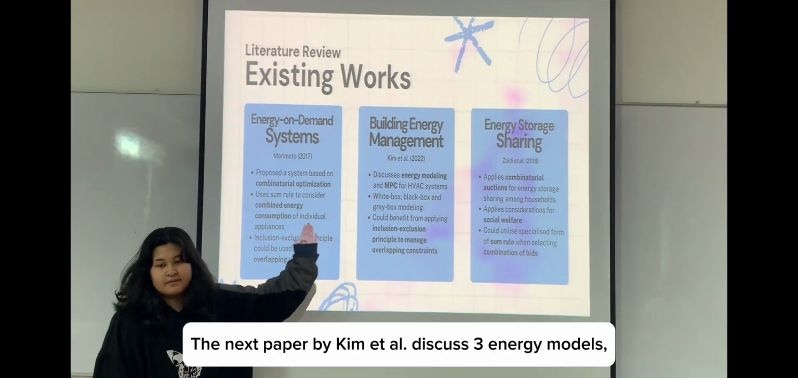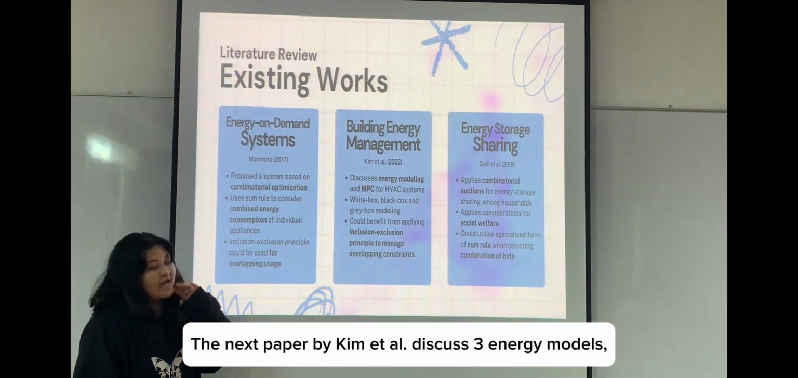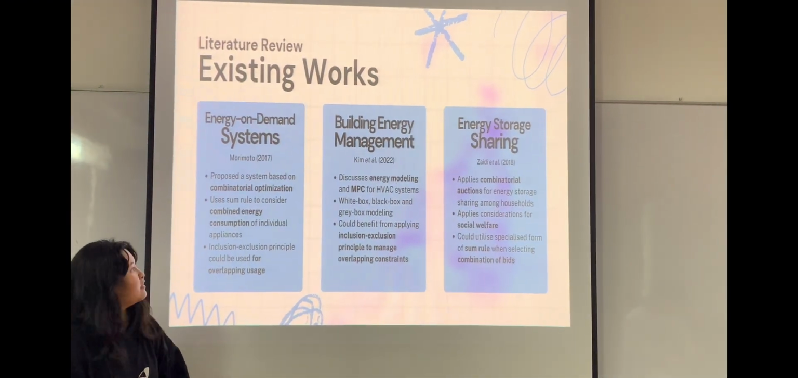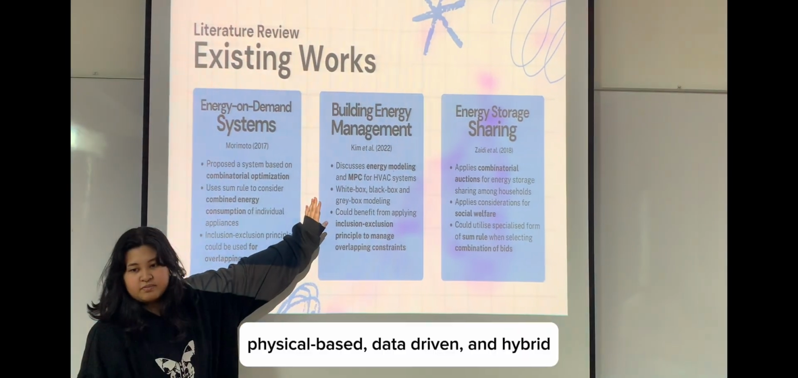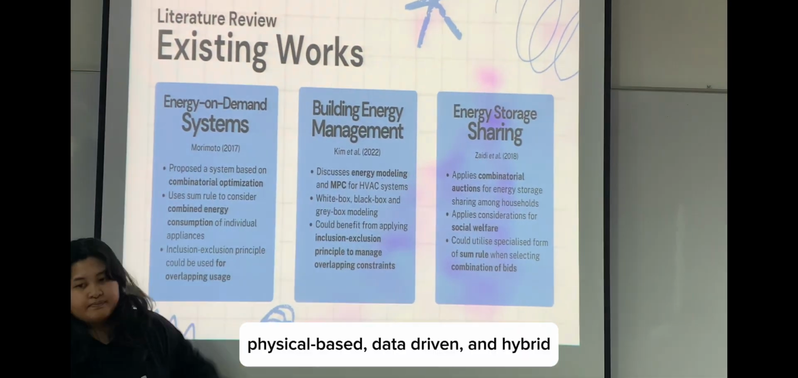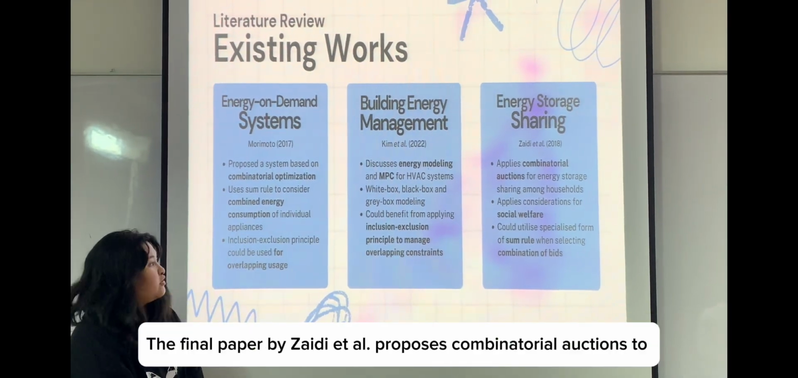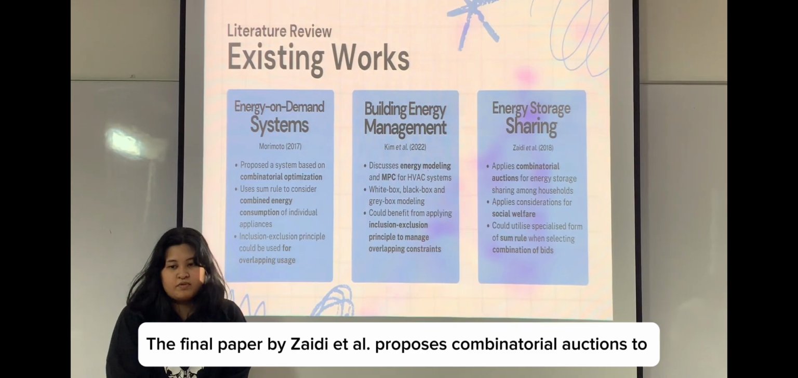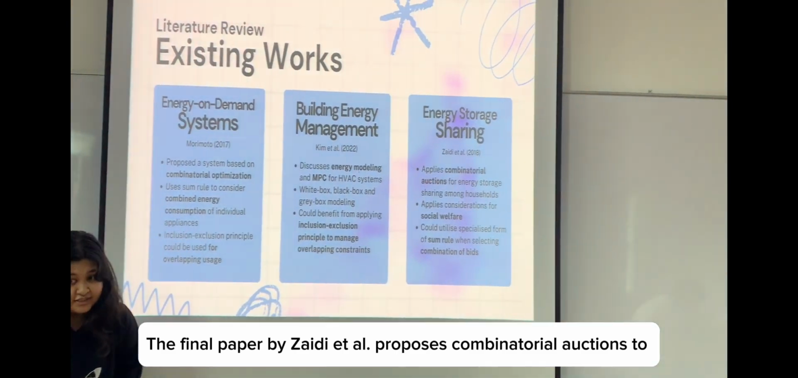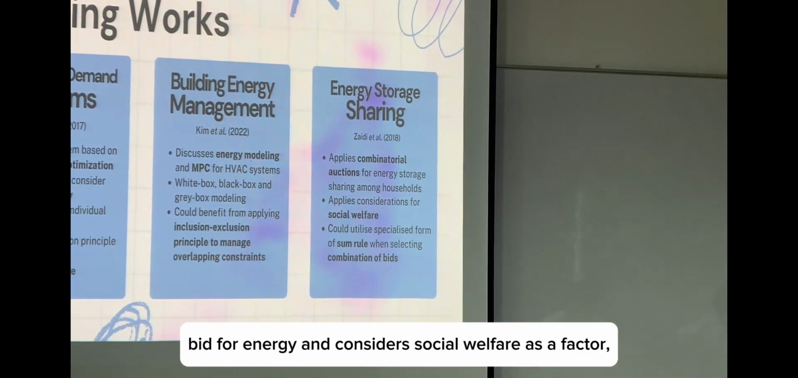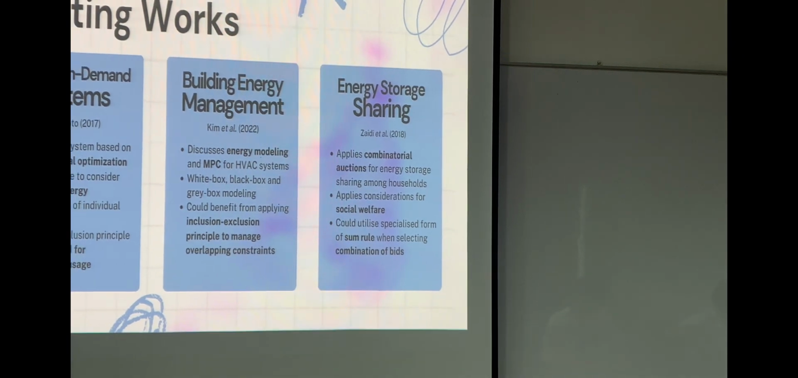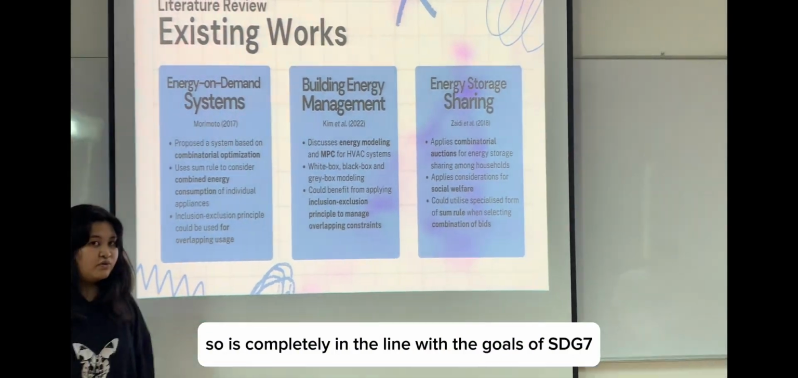The next paper by Kim et al. discusses 3 energy models. These ones here: physical-based, data-driven, and hybrid, and also model predictive control. The final paper by Zadi proposes combinatorial options to bid for energy and considers social welfare as a factor, so it's completely in line with the goals of the SDGs.